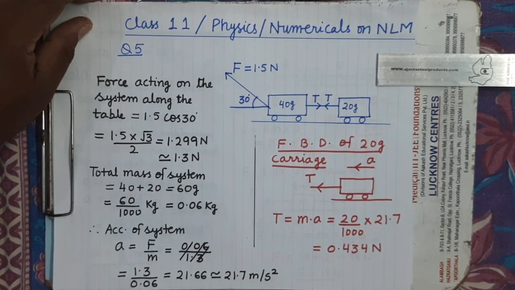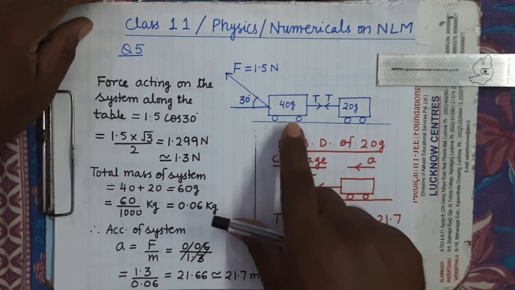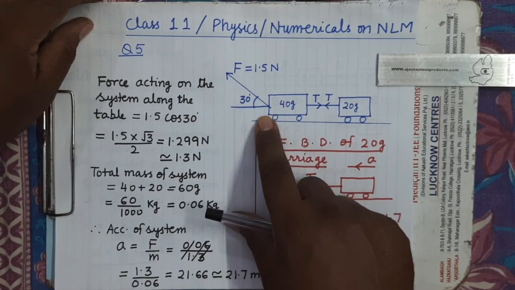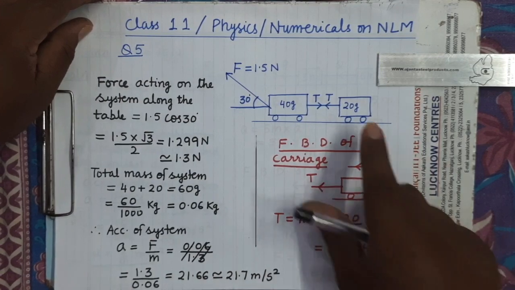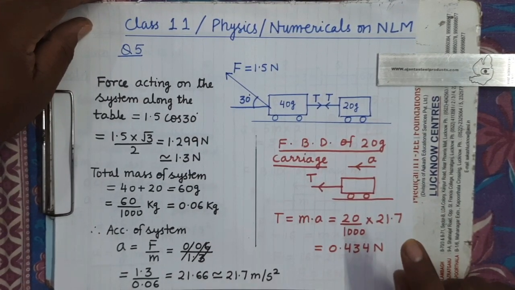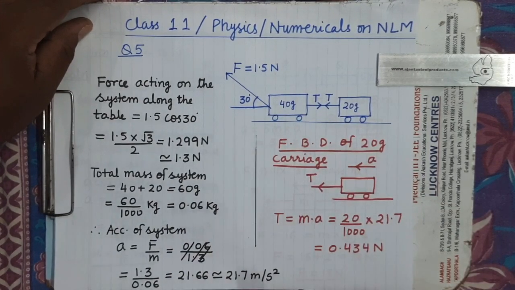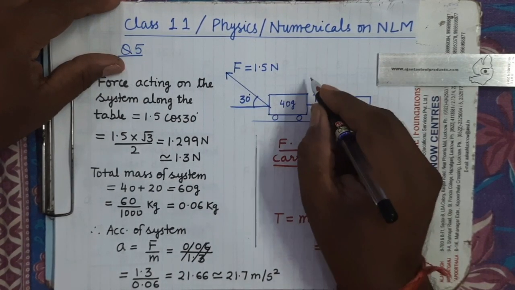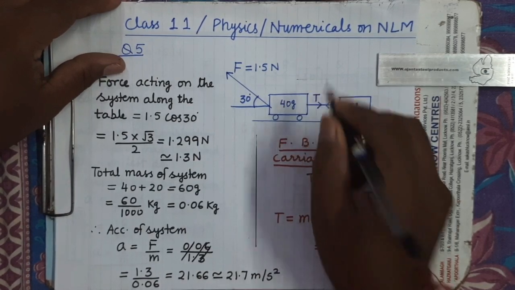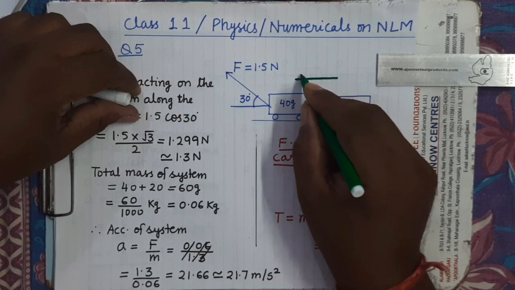If you see here, these connected bodies are such that if you pull it, then the distance traveled by the 40 gram block and the 20 gram block will both be the same. Both will travel the same distance in a given time, with the same velocity. Their acceleration will also be the same. Acceleration will not be different. What will be the direction of acceleration? It will be in this direction because the force is acting in this direction.